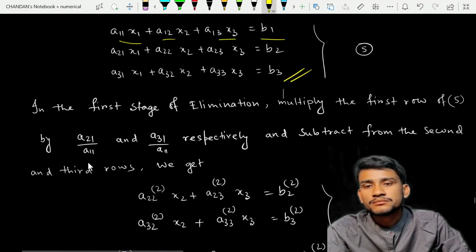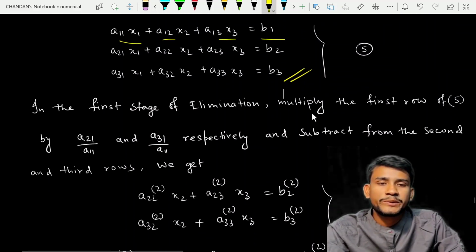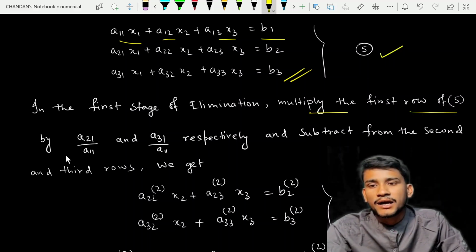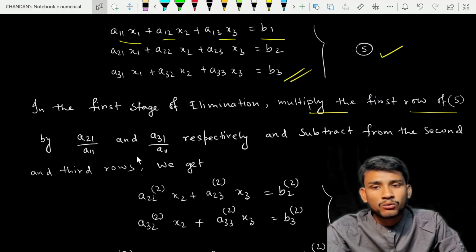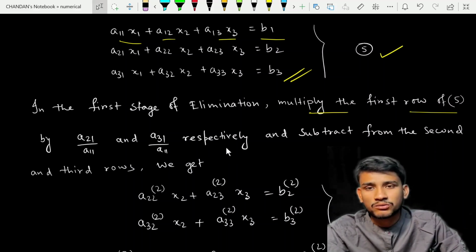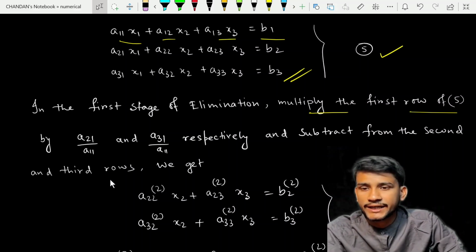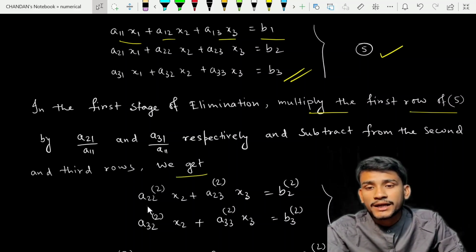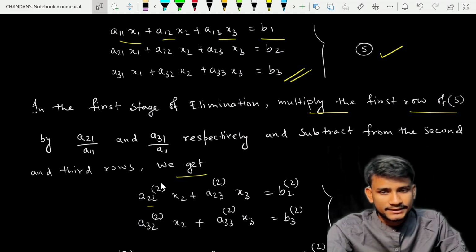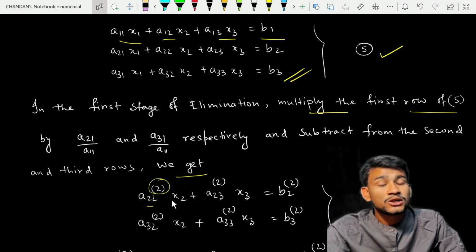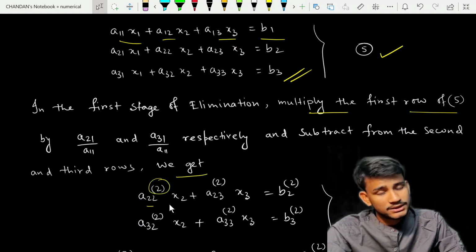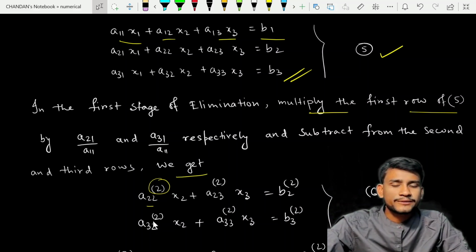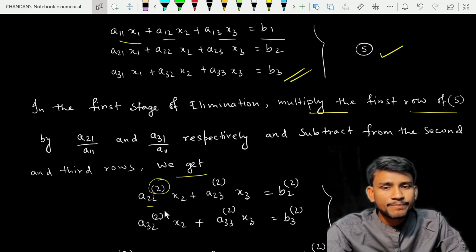Okay, so in the first stage of elimination, multiply the first row of system 5 by a21 by a11 and a31 by a11 respectively, and subtract from the second and third row respectively. What will we get? We get a22 with superscript 2. This superscript denotes the iteration, the second time.